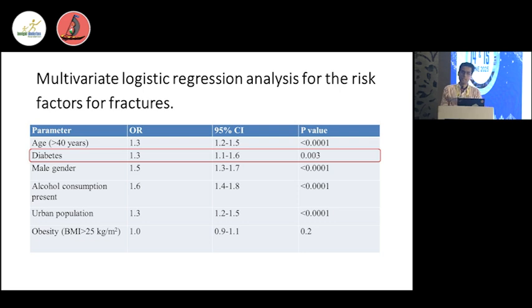Now, what are the various pathogeneses of this diabetes bone disease? I'm not going into much detail, but will touch upon it briefly.